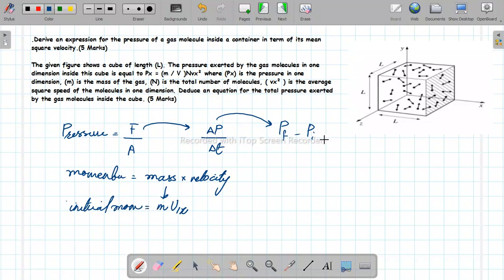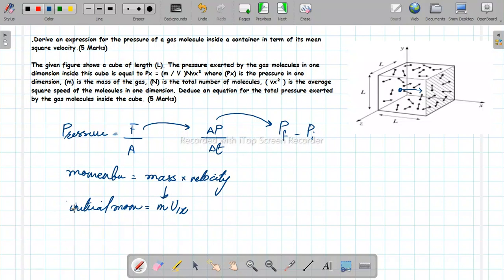How do we calculate final momentum? Consider this molecule at this point somewhere moving along the x-axis. Once it strikes this face of the container, it is going to move back with the same velocity, given that the collision is elastic. Just recall the postulates of the kinetic molecular theory of gases, in which we assumed that all these collisions are going to be elastic, and in elastic collisions the momentum never changes, right?